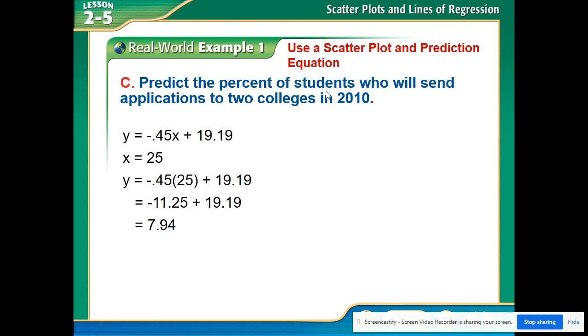Now, how do I find a specific time? How do I do that prediction? Well, I'm going to have to put in my X value. Since this is 2010, that's 25 years from that starting of 85. So I'm going to put this 25 in for X. So negative 4.5 times 25 is negative 11.25, or 7.94. So about 7.94% or about 8%.